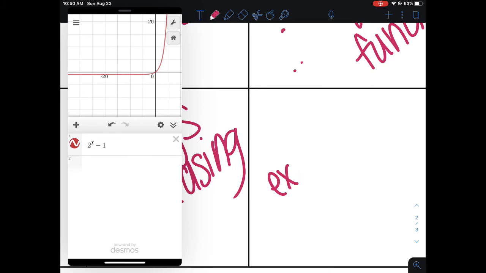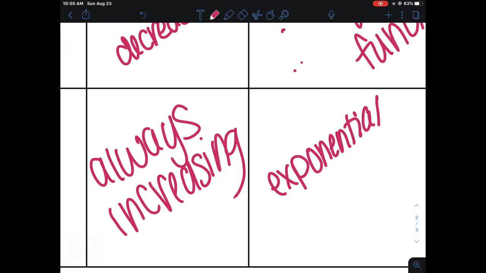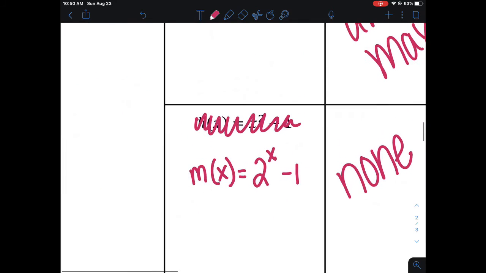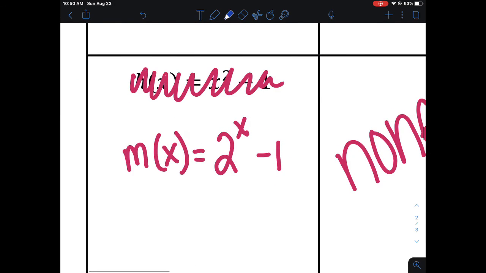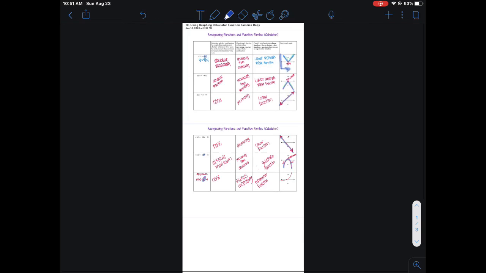And then what kind of function family was this? I said it was exponential because that's the one we haven't gotten to yet. Exponential function. And you know it's exponential by looking at the original function because you have an x in the exponent, meaning that it's exponential. Okay, so that is all.